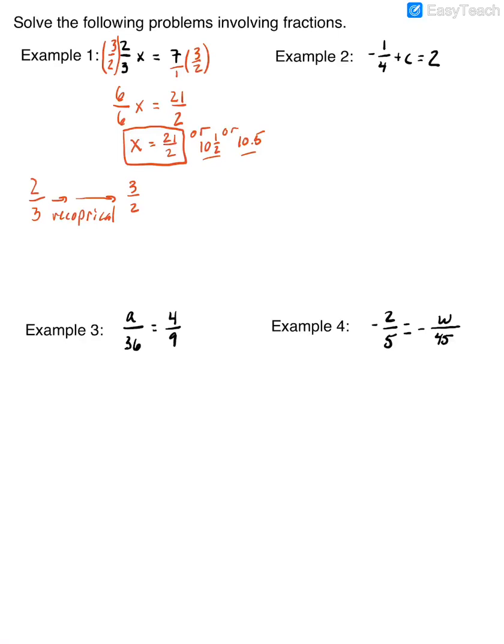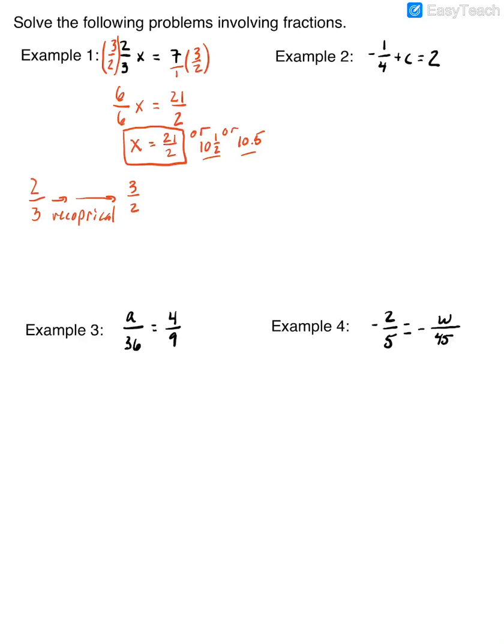Okay. Here with example 2, you have -1/4 plus c equals 2. One way of dealing with this is something called clearing the fractions. What you're doing is you're looking at all the terms in your problem, and you're trying to determine what the common denominator of everything is. And whatever the common denominator is, that's what you multiply to each and every term in the equation.